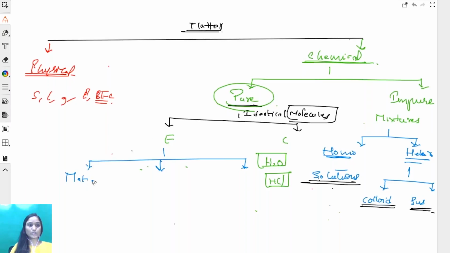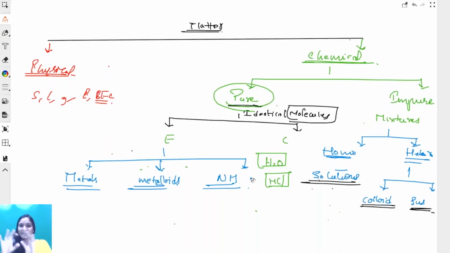Elements are further classified into metals, non-metals, and metalloids. You know what? This is also not new for us. Remember class 8 CBSE? Metals and non-metals. Remember physical properties, chemical properties, uses, alloys. Yeah? Same thing. So this is the entire chemical classification of matter.